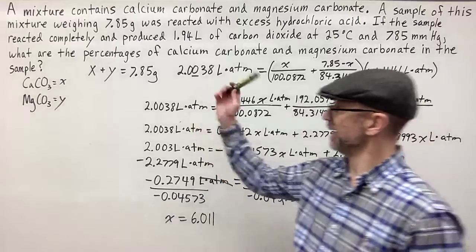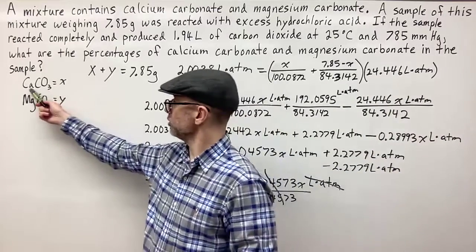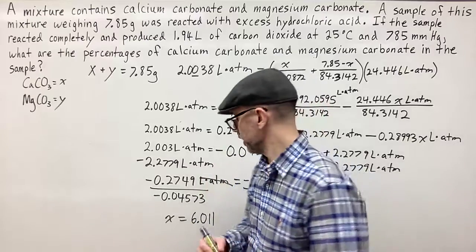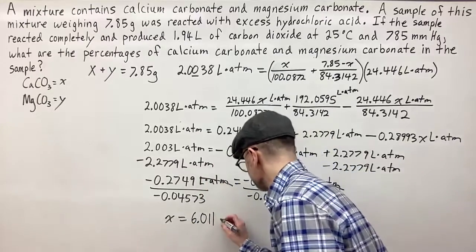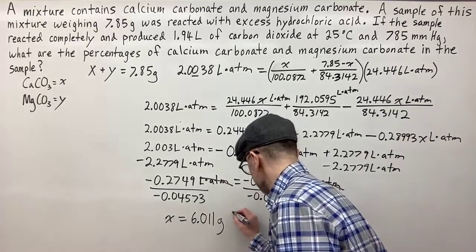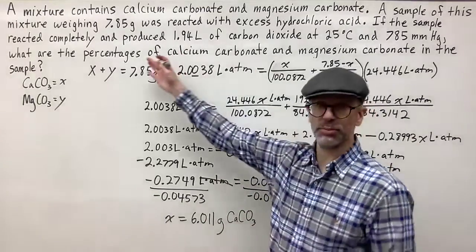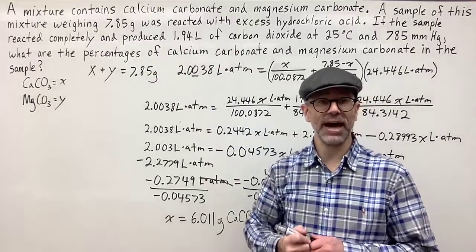Let's go back to x. X here is our calcium carbonate, but not just calcium carbonate, but the grams of calcium carbonate. So what we have just found is the grams of calcium carbonate in our original mixture of 7.85 grams.